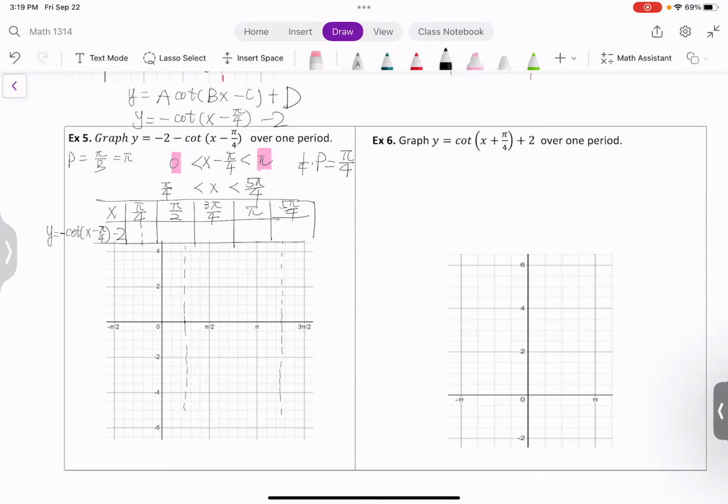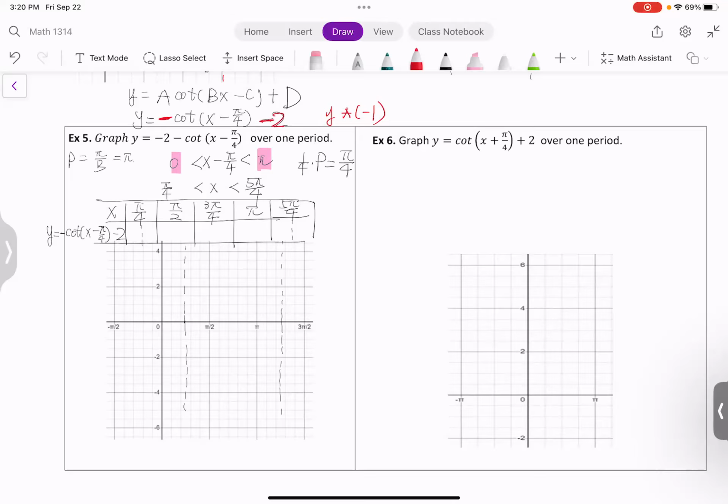What is the y's value? The y's value is based on the transformation. We have a reflection, that means all the y's values are multiplied by -1, reflecting along the x-axis, and then -2.